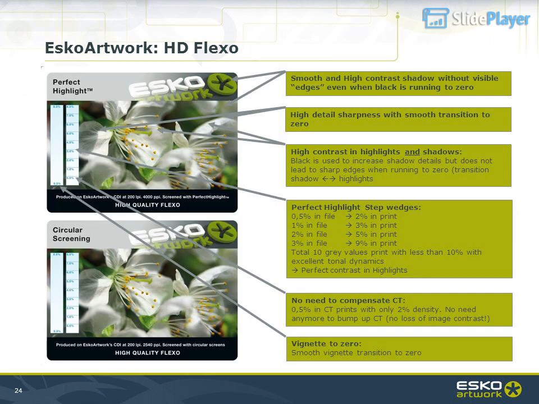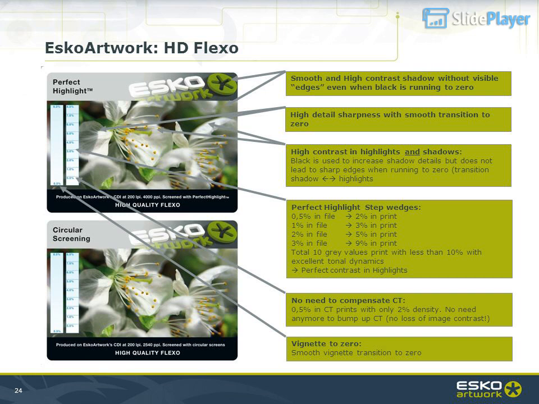ESCO Artwork, HD Flexo. Smooth and high contrast shadow without visible edges even when black is running to 0. High detail sharpness with smooth transition to 0. High contrast in highlights and shadows. Black is used to increase shadow details but does not lead to sharp edges when running to 0, transition shadow to highlights. Perfect highlight step wedges.